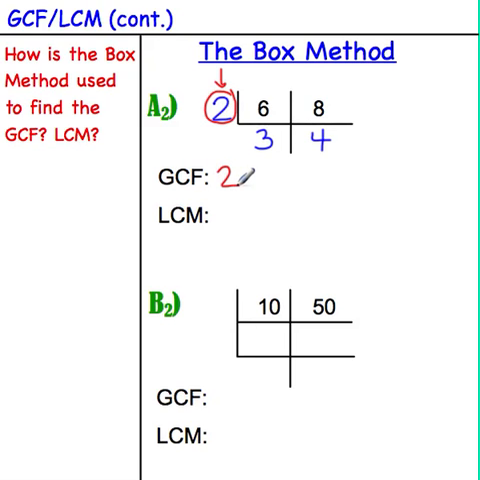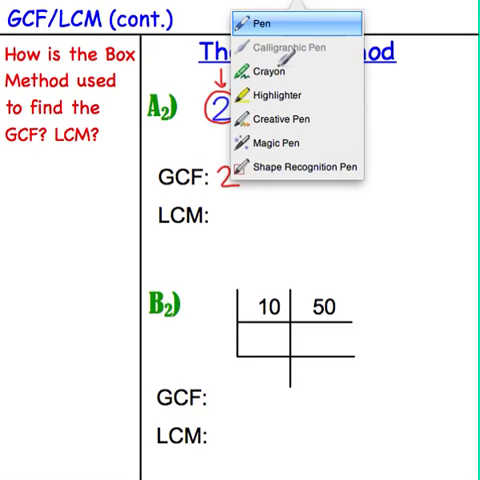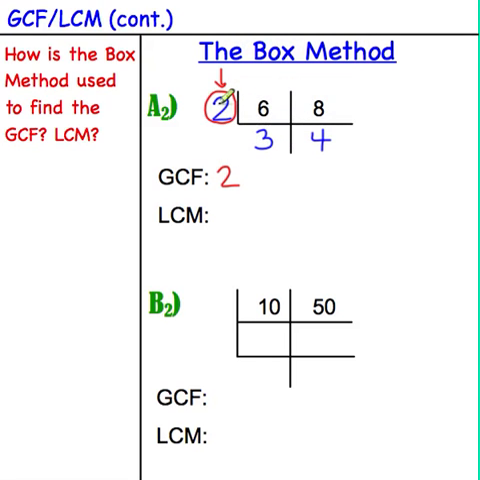Now when it comes to my LCM, I like to say it's the L. So we go down and over, and what we do here is we do multiplication. So it's multiplying here and here. So you take 2 times 3 times 4, which 2 times 3 is 6, 6 times 4 is 24.